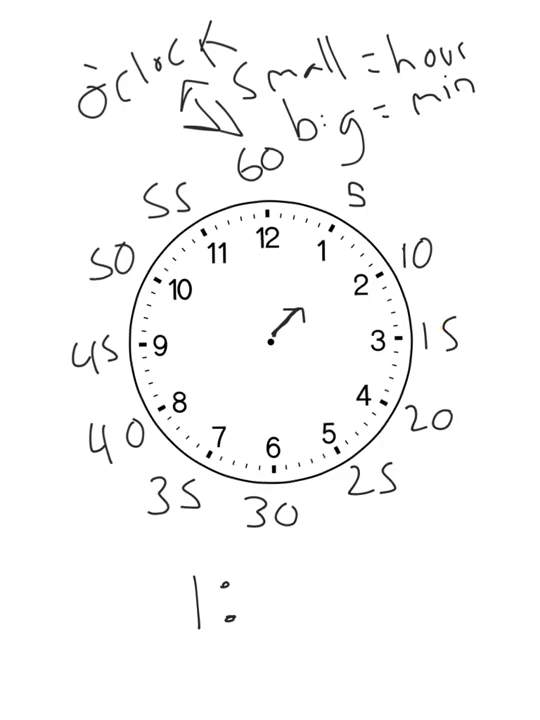If our big hand wasn't exactly on the 3, maybe it's just like a little bit past it, then we can count and say, okay, well, that's 15. So 16, 17. So right now our clock says 1:17.